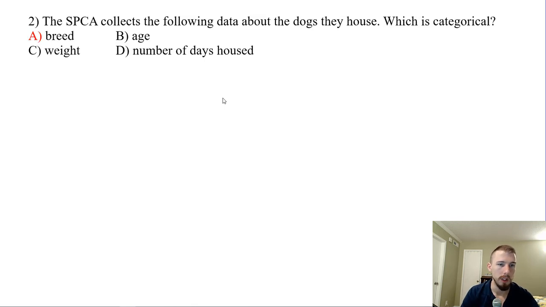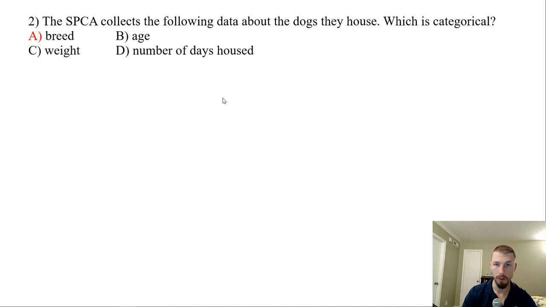Number two, the SPCA collects the following data about dogs that they house. Which one is categorical? It would be breed. Breed is going to break them down into categories by whatever the breed was. It's not quantitative. You can't go on a scale from, I guess, small breeds to large breeds, or alphabetical. That doesn't make sense. So it's going to be categorical. We're sorting them into buckets depending on what their breed is.